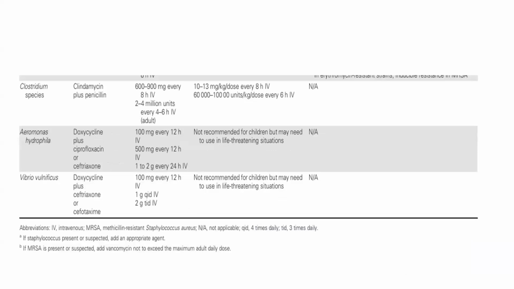If it is a Clostridium species, then clindamycin plus penicillin. That is, clindamycin we can use in the dose of 600 to 900 mg every 8 hourly. Penicillin 2 to 4 million every 4 to 6 hours.